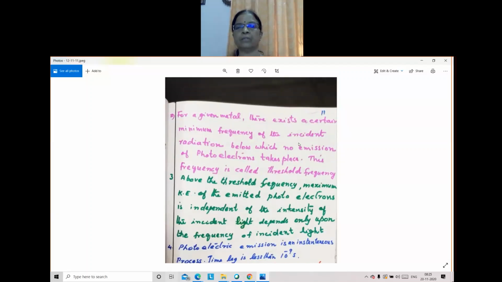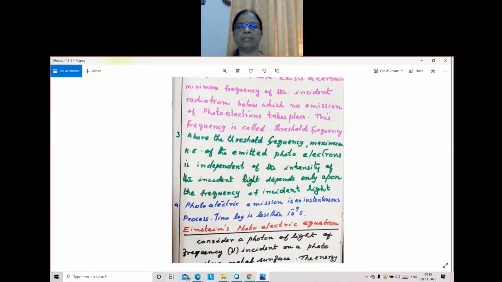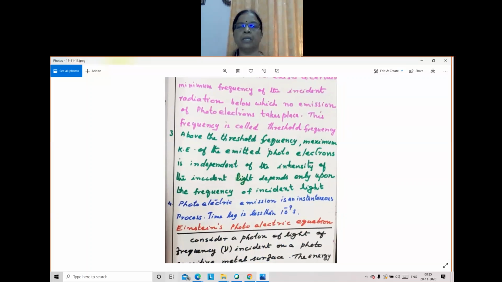Then the third one. If less than the threshold frequency, there is no emission of electron. Then greater than the threshold frequency, what happened? Kinetic energy of the electron increases, and it is proportional to frequency, independent of intensity. That is the third law: kinetic energy of the electron is directly proportional to frequency.